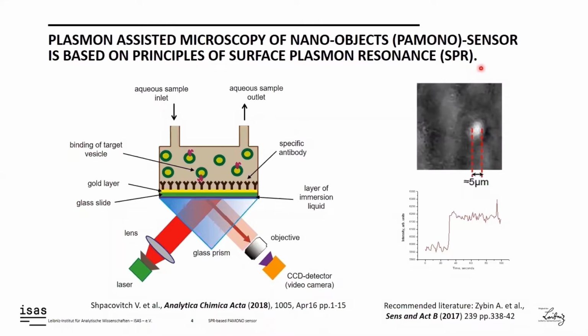Both the image of the binding signal as well as the intensity step signal are characteristics of the binding event detected by the PAMONO-sensor. They both serve for the development of software which we use for the detection of binding events by the PAMONO-sensor.